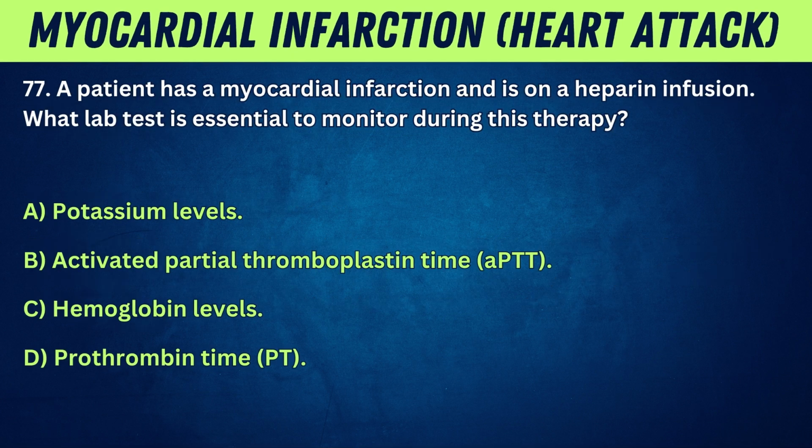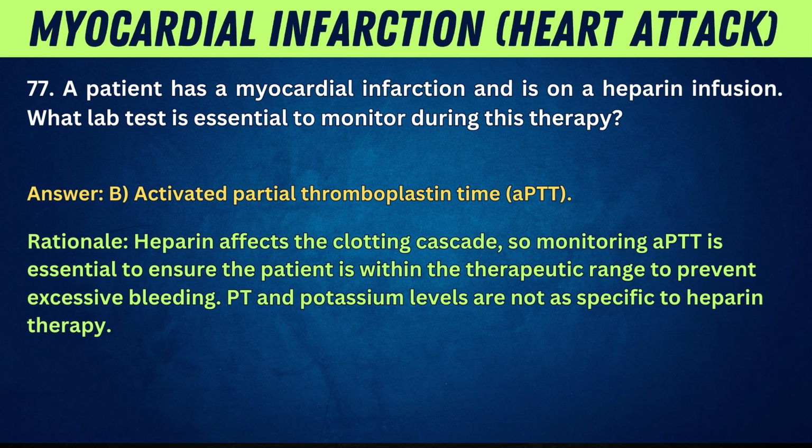77. A patient has a myocardial infarction and is on a heparin infusion. What lab test is essential to monitor during this therapy? A. Potassium levels. B. Activated partial thromboplastin time, APTT. C. Hemoglobin levels. D. Prothrombin time, PT. Answer: B. Activated partial thromboplastin time, APTT. Rationale: Heparin affects the clotting cascade, so monitoring APTT is essential to ensure the patient is within the therapeutic range to prevent excessive bleeding. PT and potassium levels are not as specific to heparin therapy.